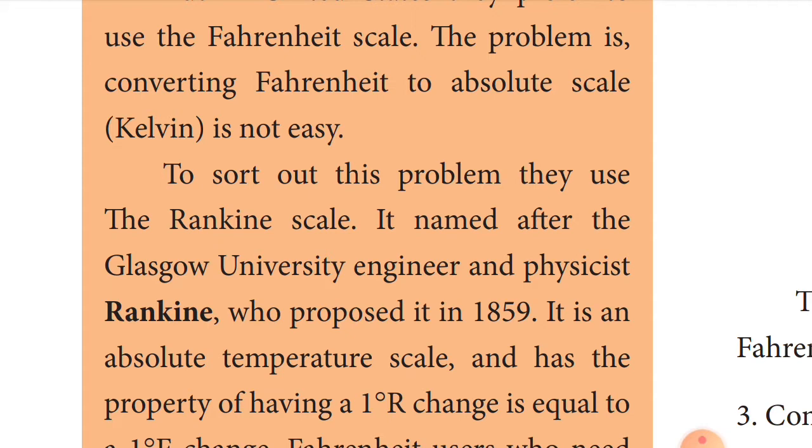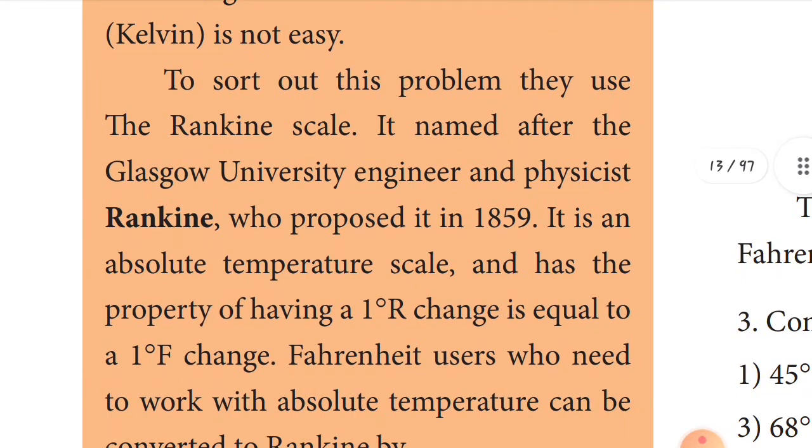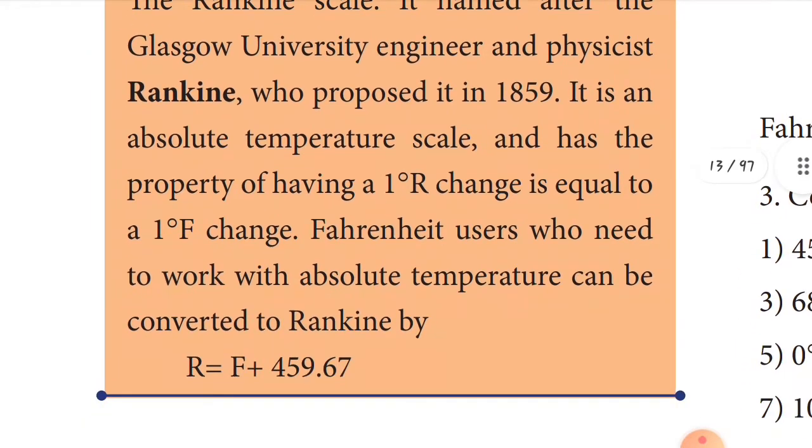Rankine, already you know, he is one of the scientists. The scale is named after Glasgow University engineer and physicist Rankine, and was proposed in 1859. It is an absolute temperature scale. It has the property that 1 degree Rankine, or R, is equal to 1 degree Fahrenheit in range. Fahrenheit users who need to work with absolute temperature can convert to the Rankine scale easily.